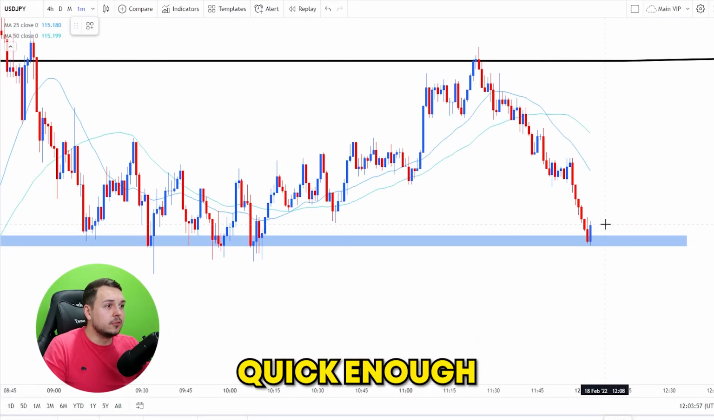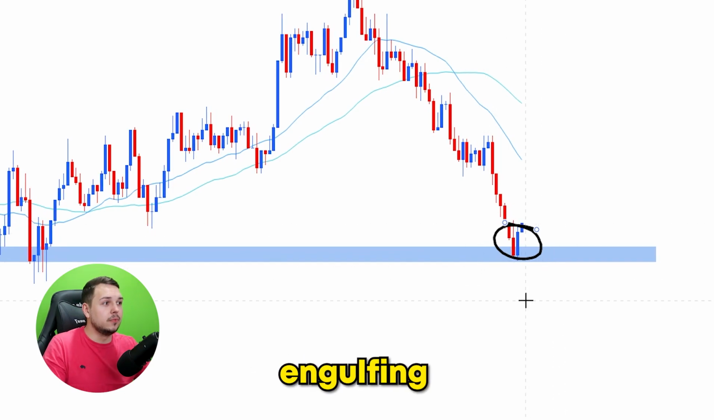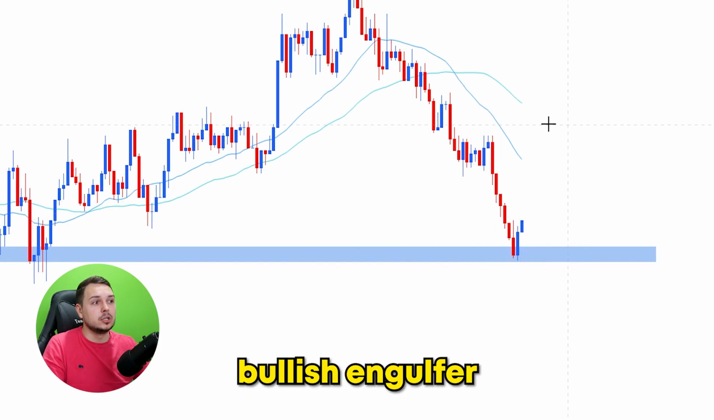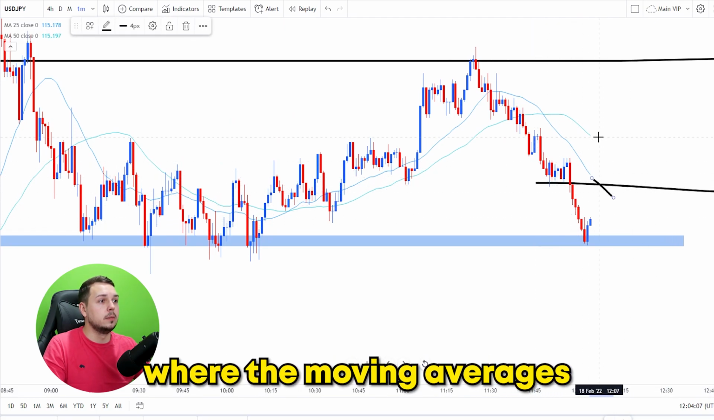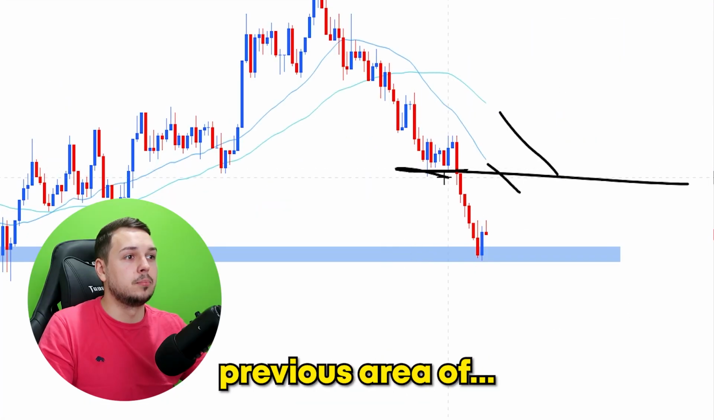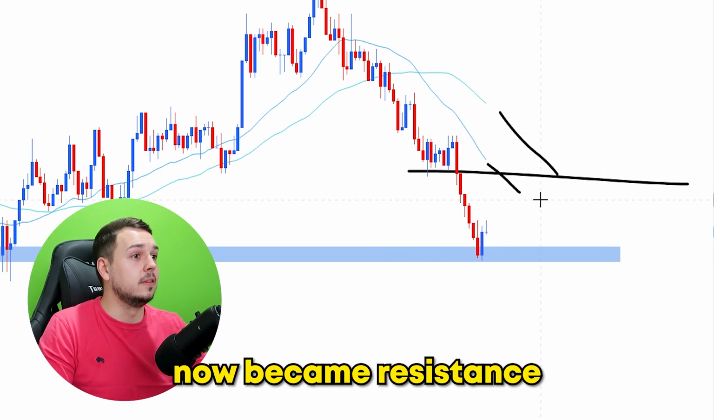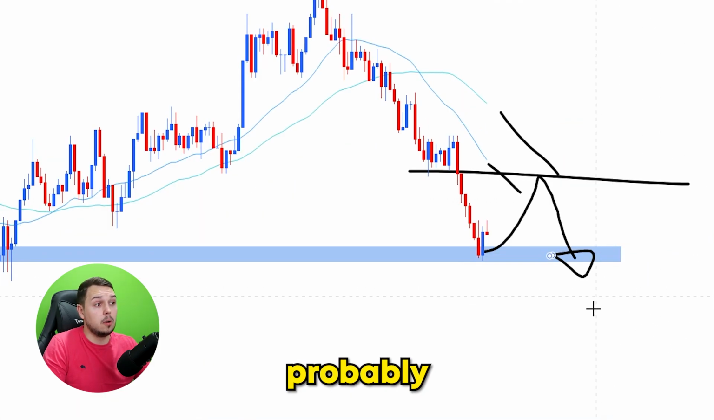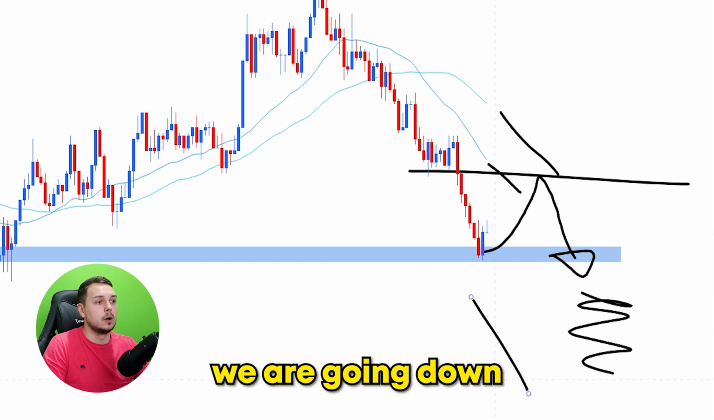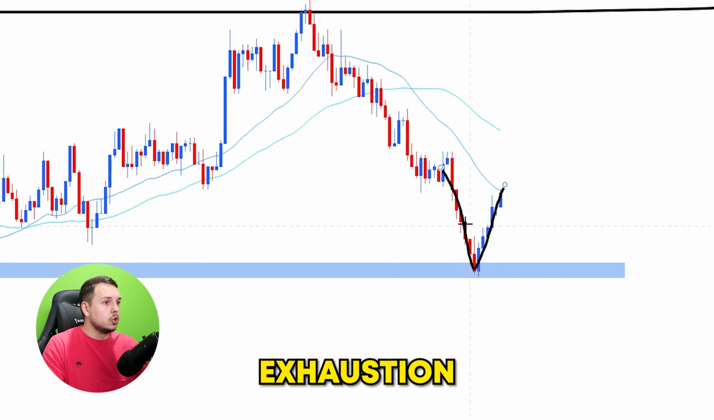So I was not quick enough to sell off the trade. As you can see, it's pulling back a little bit with a bullish engulfing candle. If it does close as a bullish engulfer, very likely it's going to go back towards this area zone where the moving averages are at, and this previous area of support which was broken has now become resistance. So very likely exhaustion, push again, and then probably if it breaks this area zone, we are going down even more. Okay, so a few minutes have passed, and as you can see, a push exhaustion scenario.